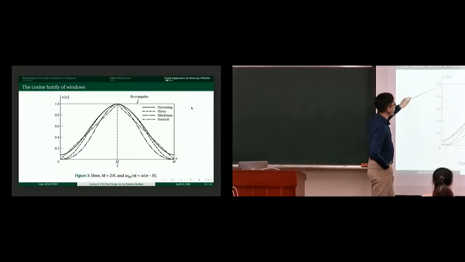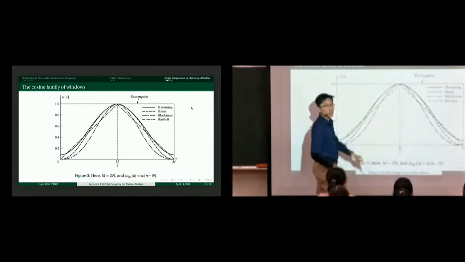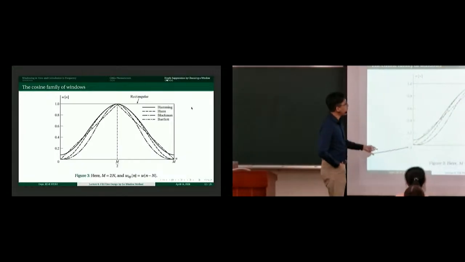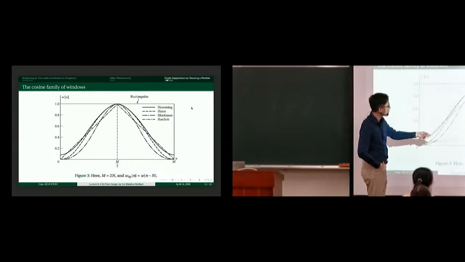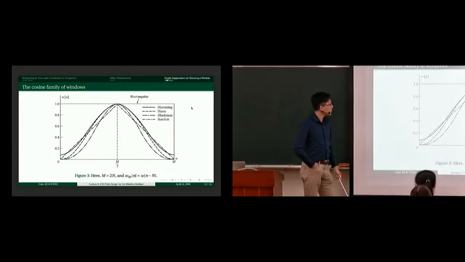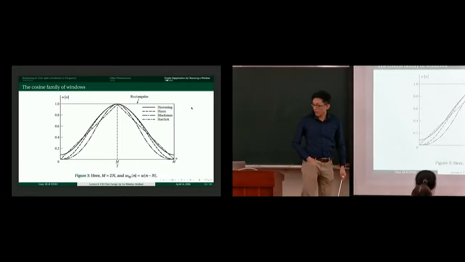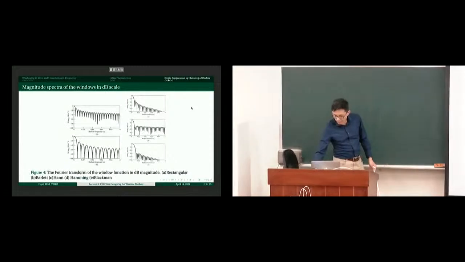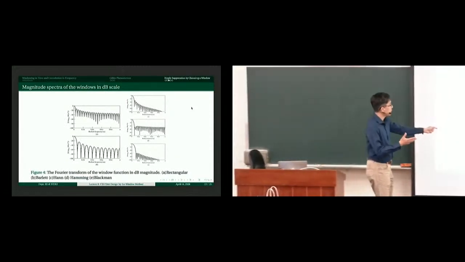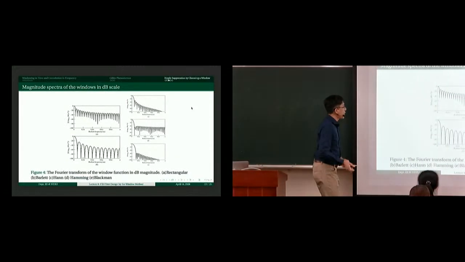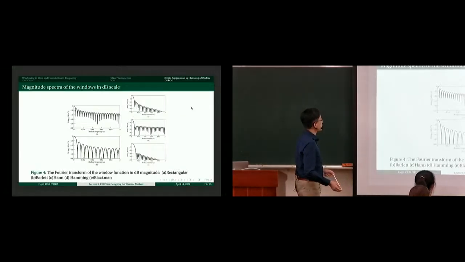We have the straight line, that's our good old rectangular window. And we have some other types of windows by different names: Bartlett, Blackman, Hann, Hamming. They look different in time, so we have some choices. Last time we took a look at this page, and what we're looking at are the Fourier transforms of different windows.